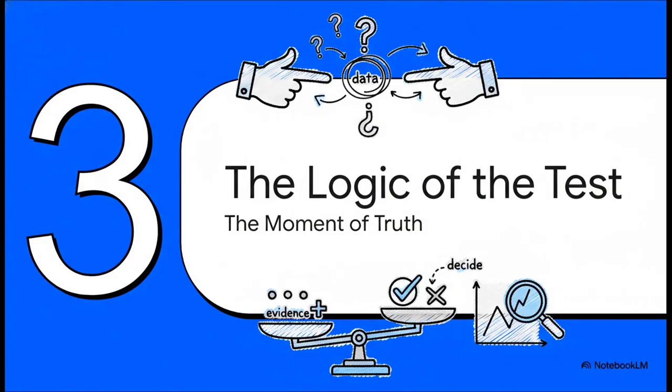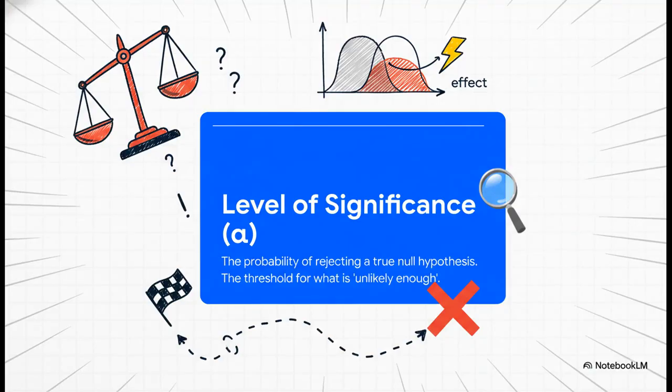So, you've carefully built your null and your alternative hypotheses. You've decided if they're about differences or correlations, and if they're directional or not. Now, for the moment of truth, how do we actually use our data to make the call? Well, that's where the logic of hypothesis testing comes in. The very first thing we have to do before we even collect a single piece of data is set the rules of the game. We have to set our standard of evidence. This is called the level of significance, or alpha.